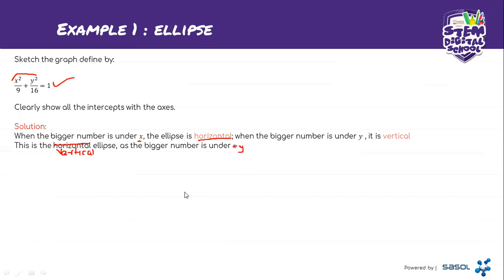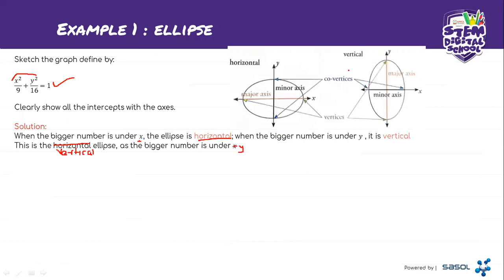And then now let's go. Now we can see this is how it should be if it's vertical. Now you can see the points that we're going to plot here, on this line, the axis, are going to be called co-vertices. And then the other points, which is this one and this one, we're going to call them vertices.